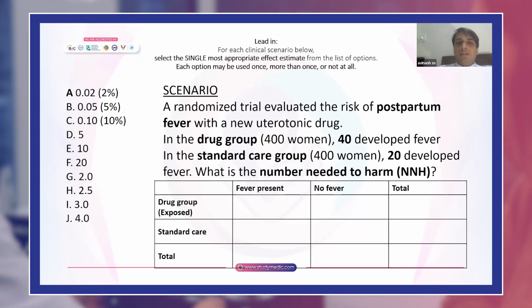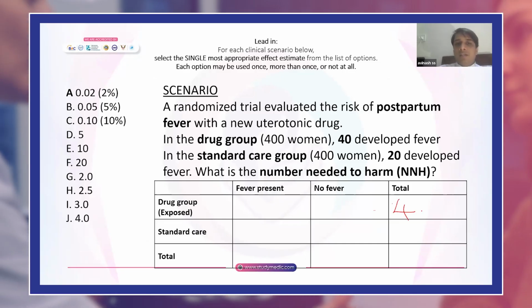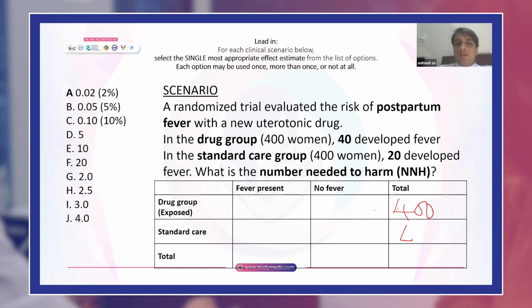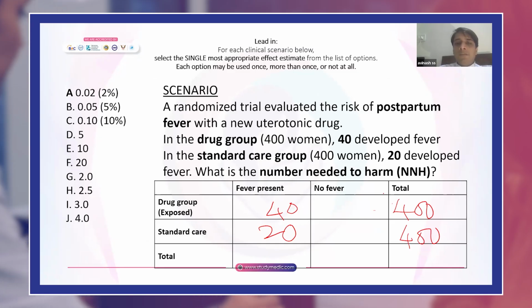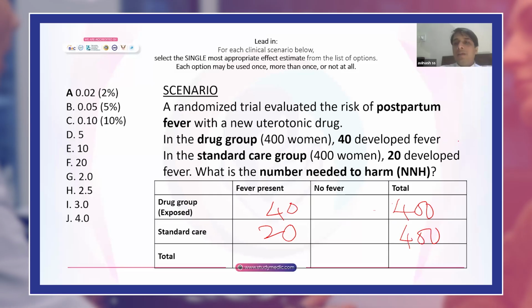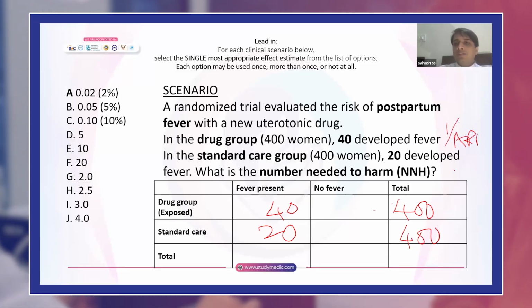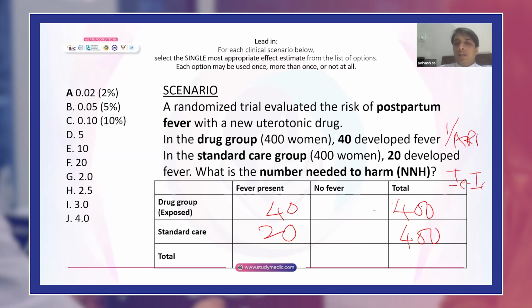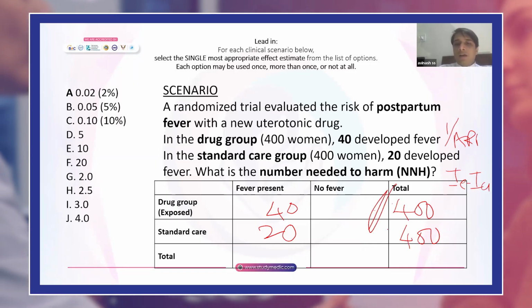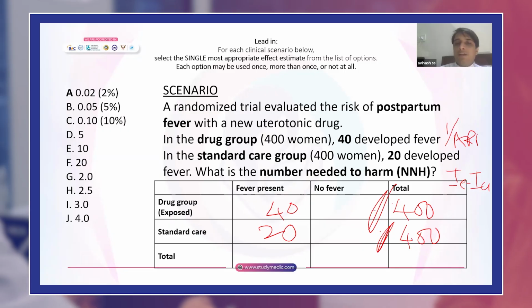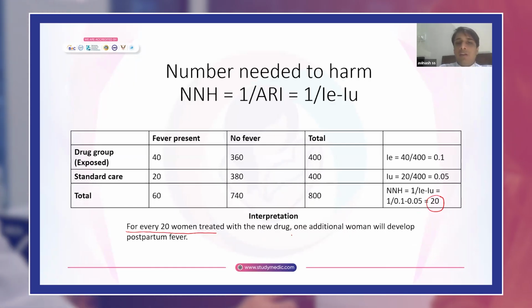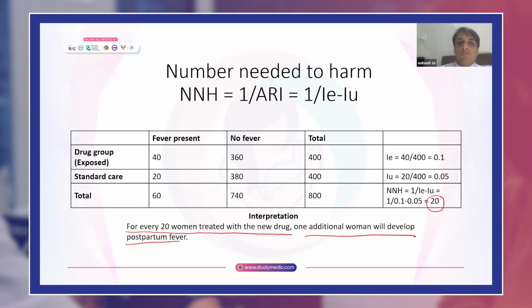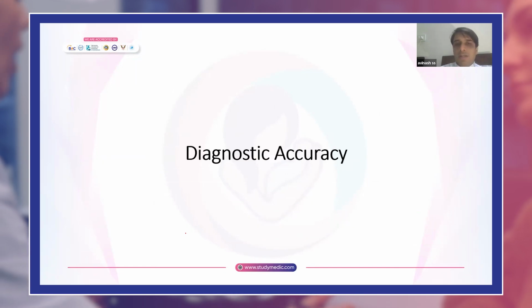Now the randomized control trial, if in the drug group we have 400 and in the standard care group we have 400. In the drug group 40 developed fever and in the standard care 20 developed fever. They want to see how much is the number needed to harm. Number needed to harm is 1 divided by absolute risk increase. Absolute risk increase is IE minus IU. Here IE is 40 by 400. IU is incidence unexposed 20 by 400. So when we calculate, it comes to around 20. That means for every 20 women treated with the new drug, one additional woman will develop postpartum fever. That is the number needed to harm. Okay.